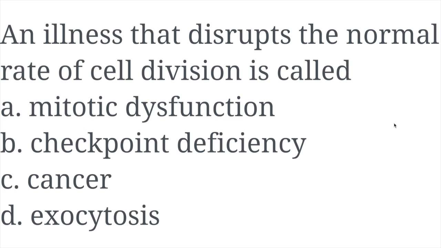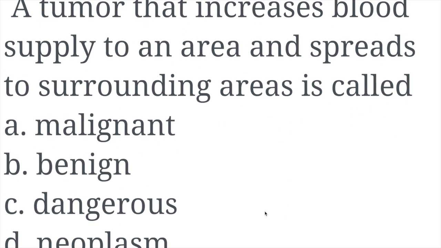So an illness that disrupts the normal rate of cell division is called, the correct answer is cancer. A tumor that increases blood supply to an area and spreads to surrounding areas is called malignant. And I believe that's all the questions I have.